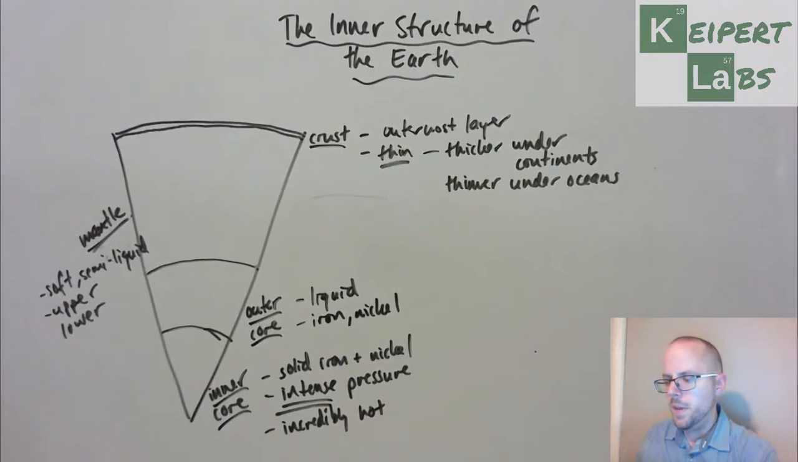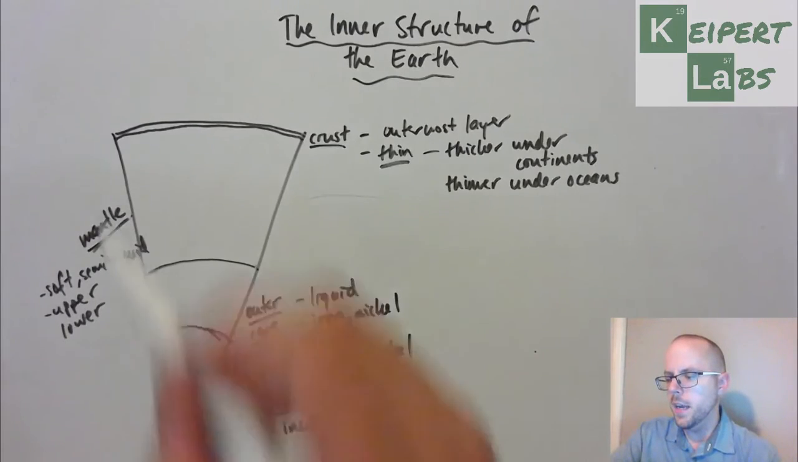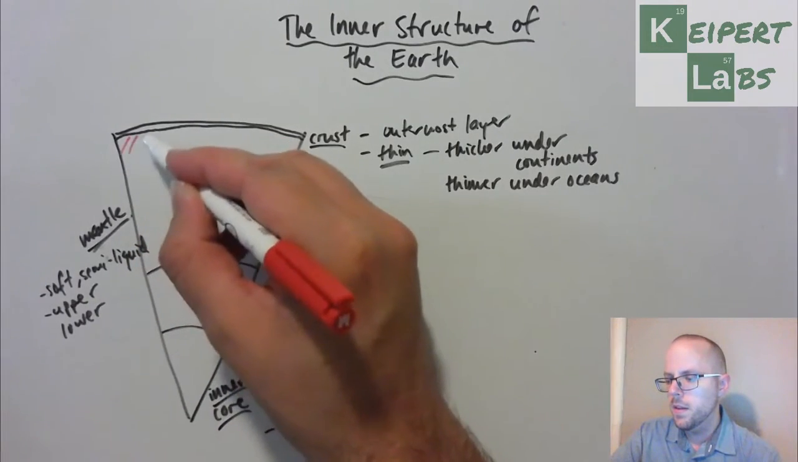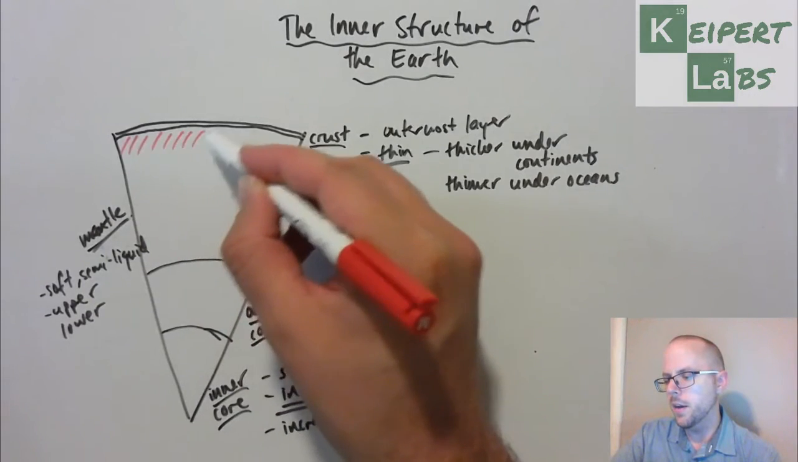But then what we can recognize is that we talked about this idea that the upper and lower mantle have some slightly different properties. And so what we notice is that we have this area, this upper mantle area here.